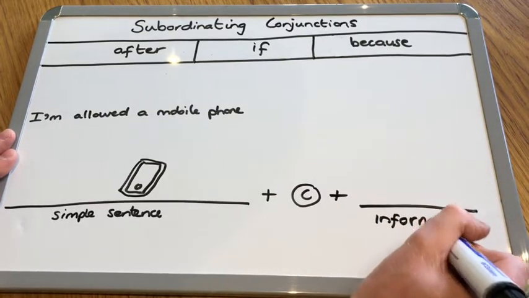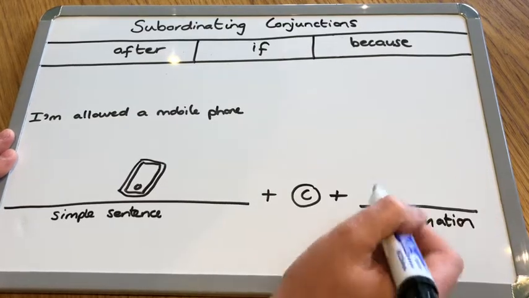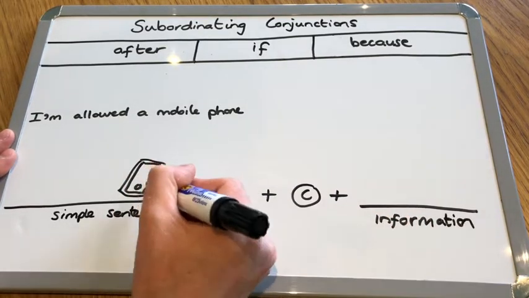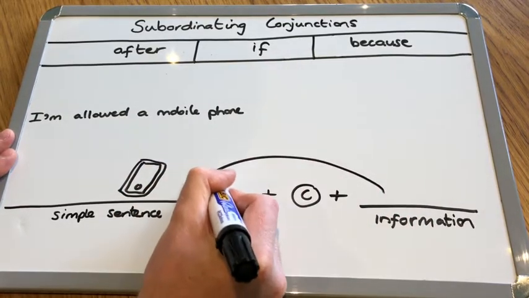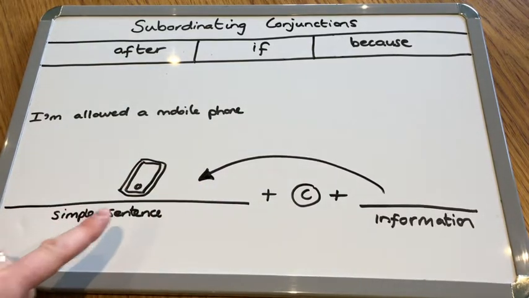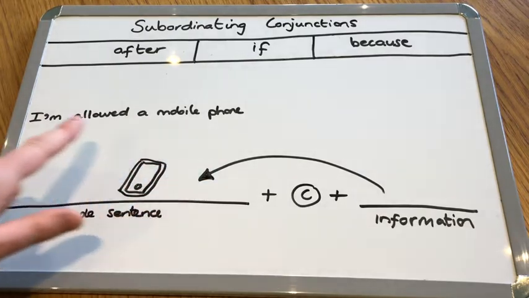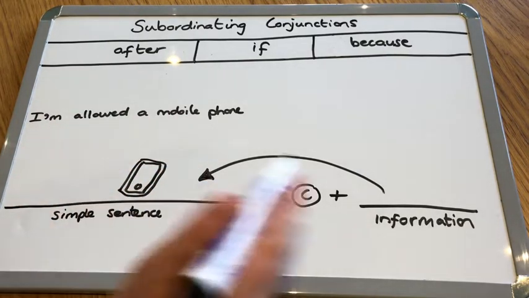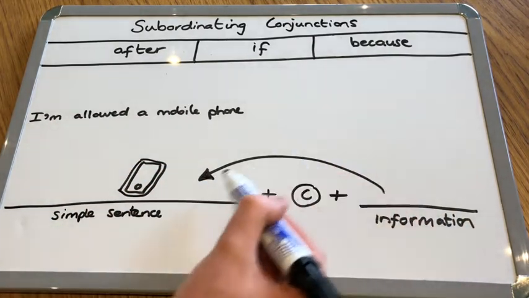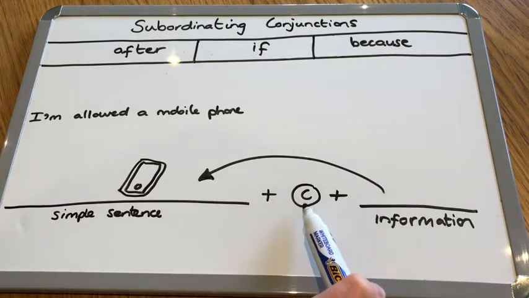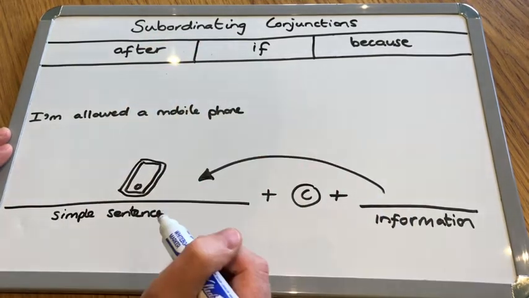Now this information is going to link or be directly about the thing in the original simple sentence, because this is the main thing in the sentence. It's about being allowed a mobile phone. This is just extra information about it. So let's see how we can do that in this sentence.